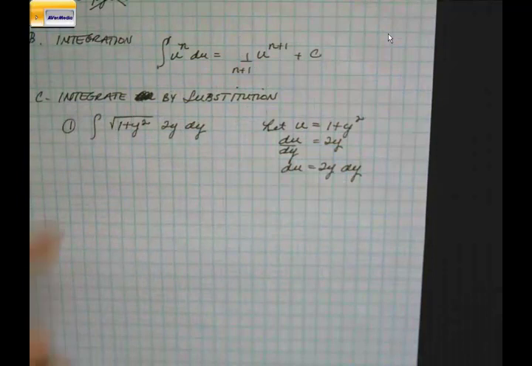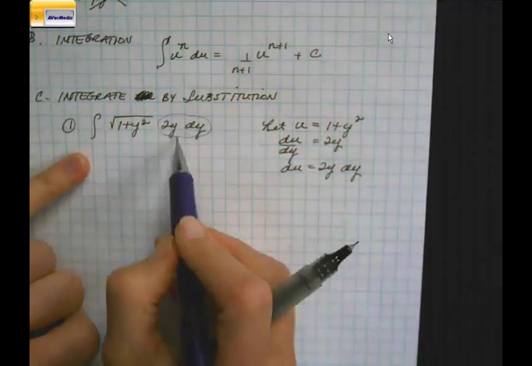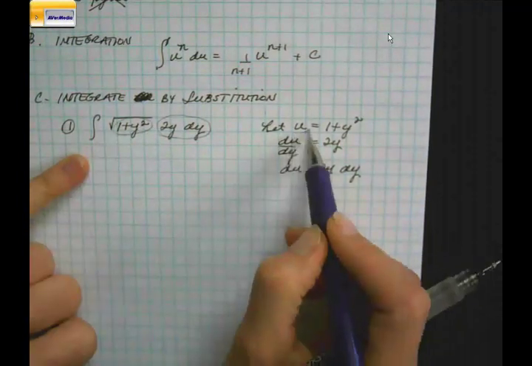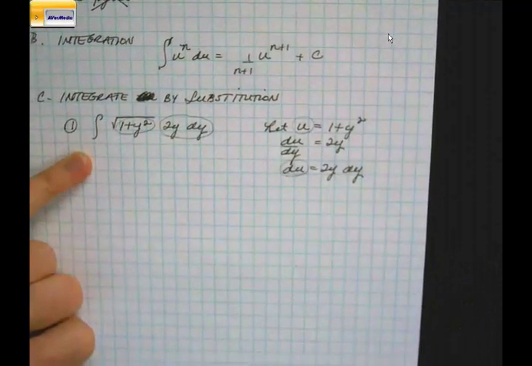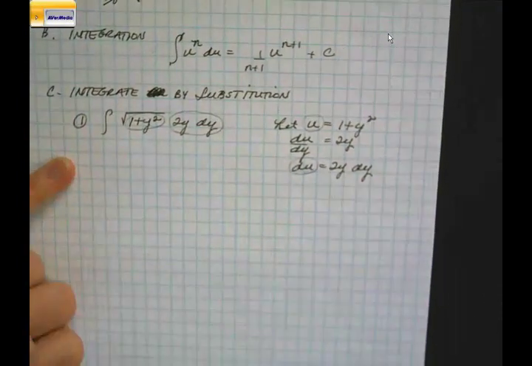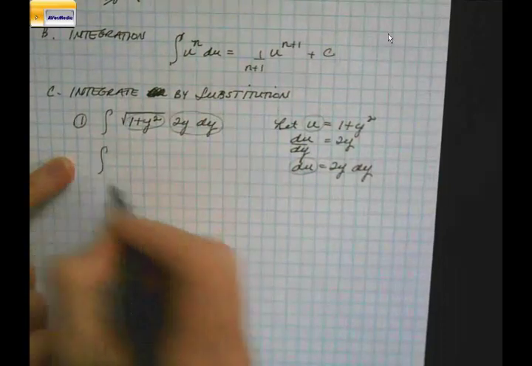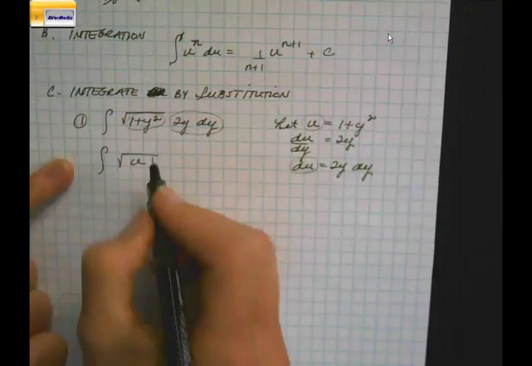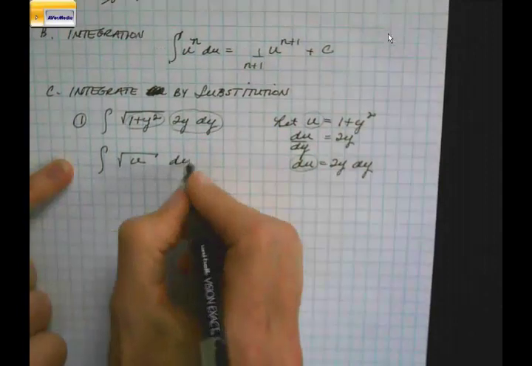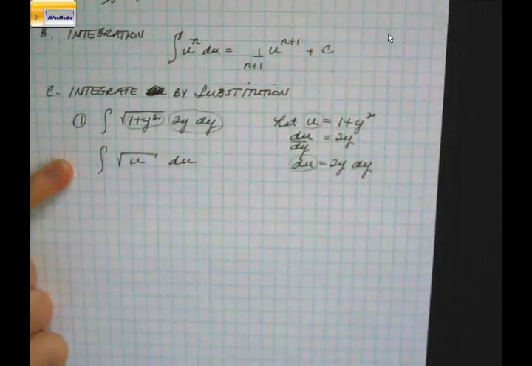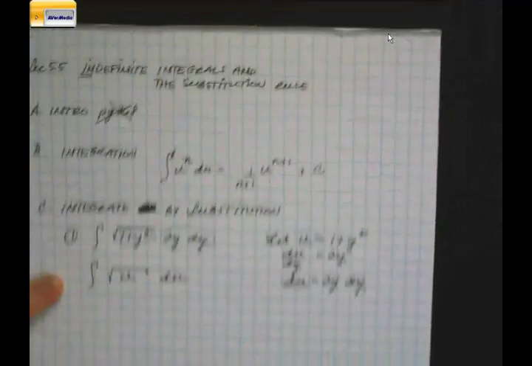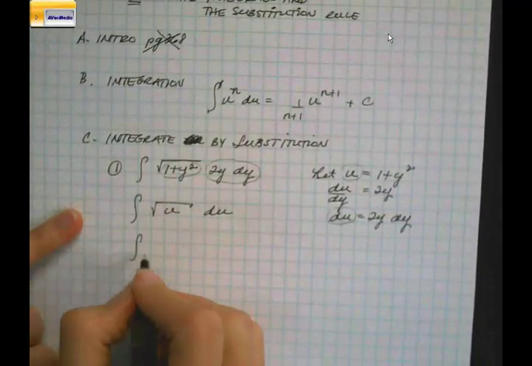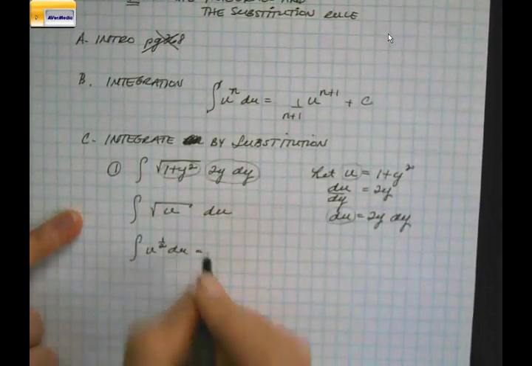Now, what you've accomplished here is you've incorporated part of your integrand by du and part by u. So in the method of substitution, the square root of 1 plus y squared becomes the square root of u, and the 2y dy is du. So using the method of substitution, we integrate using an additional variable u, such that we can now do this quite easily. So now this is just the integral of u to the 1/2 du.